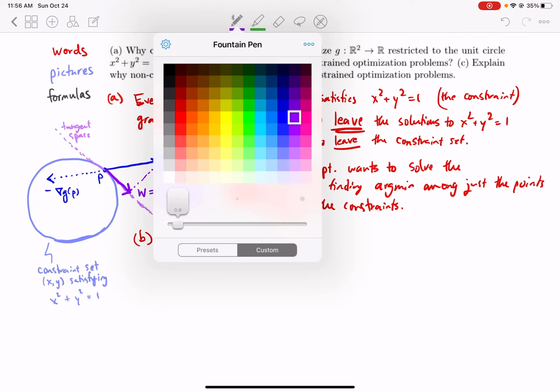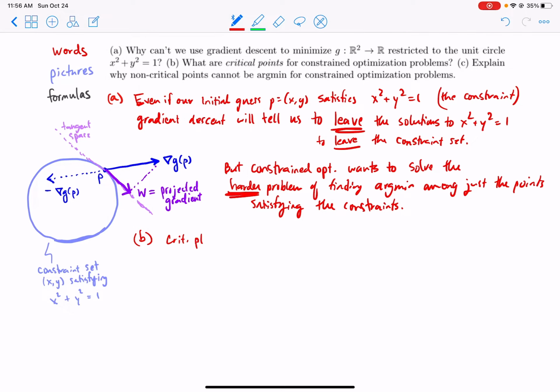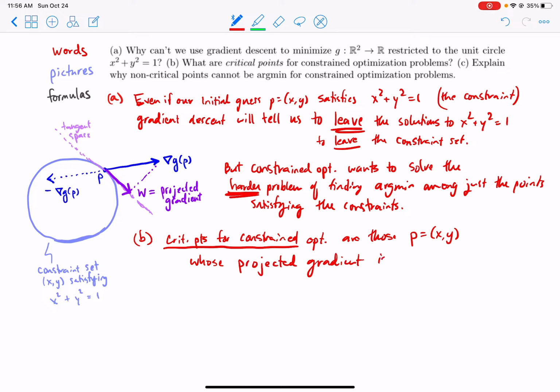So now let me say what critical points for constrained optimization are: those points p equals xy whose projected gradient is the zero vector. For easier optimization problems, critical point means the gradient is 0. But we can't just use the gradient, it's going to tell us to step off the constraints. So we have to use the projected gradient. And that's why we care that the projected gradient is a zero vector. That means we have a chance.